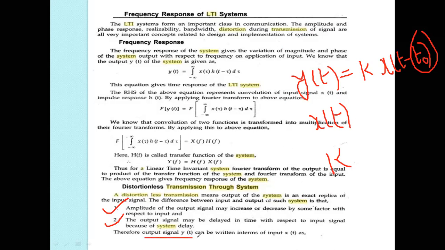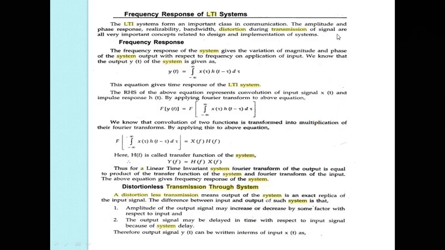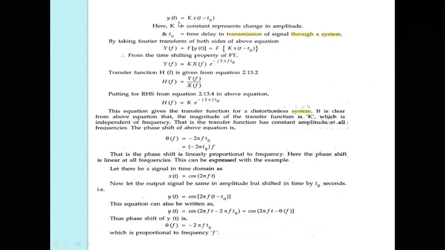Therefore, the output signal y of t can be written in terms of the input signal x of t as y of t is equal to k into x of t minus t naught. Here, k is a constant that represents the change in amplitude, and t naught is the time delay in transmission of the signal through a system.